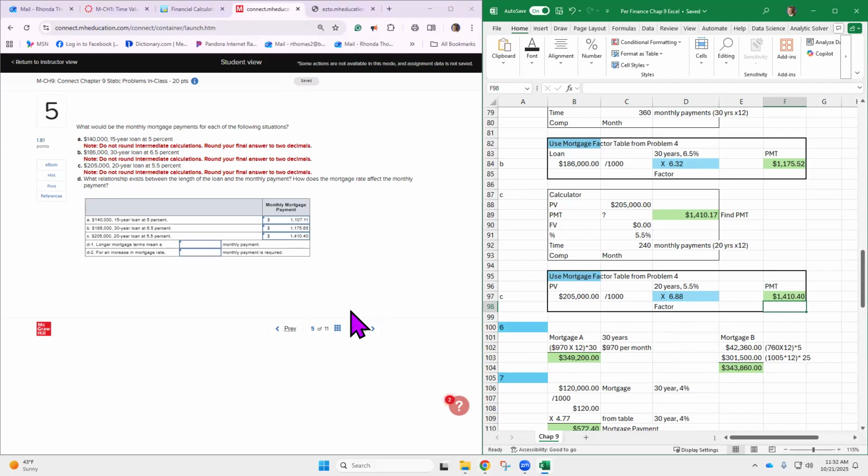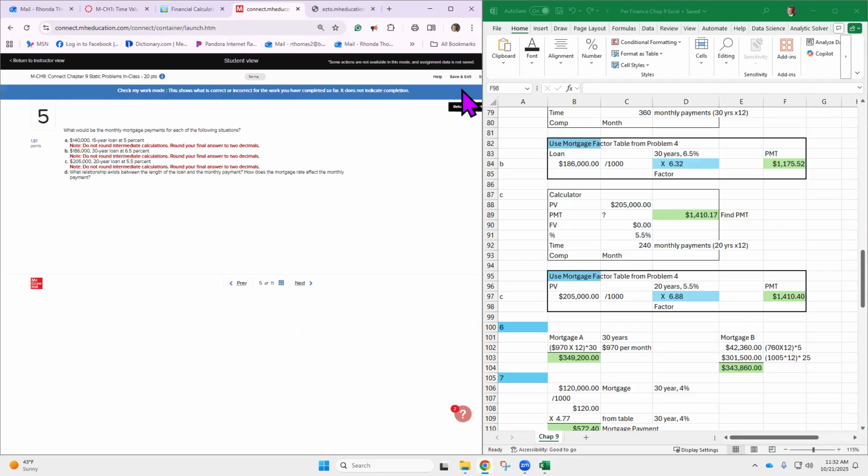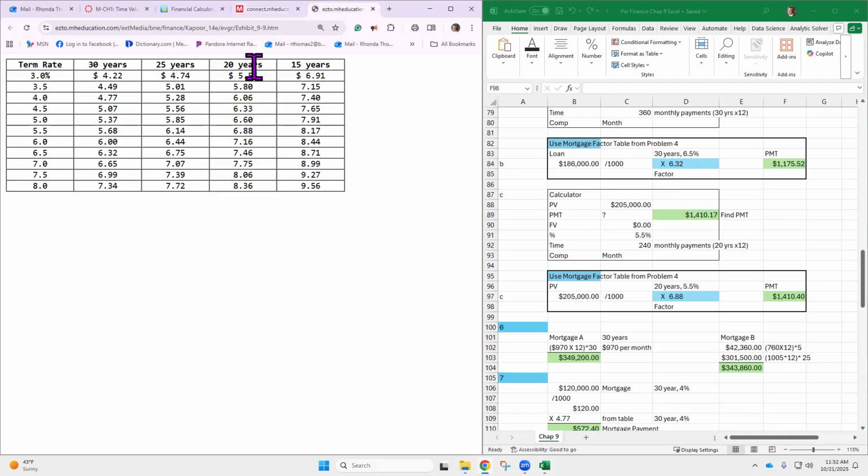Let me put the one in from the calculator. 1410.17. Maybe I didn't push a button right. Let's see what this one says. Now that's funny. It took the one from the calculator, but it didn't take the one from the table. Let me go look at this table one more time. 20 at 5.5 should be 6.88.